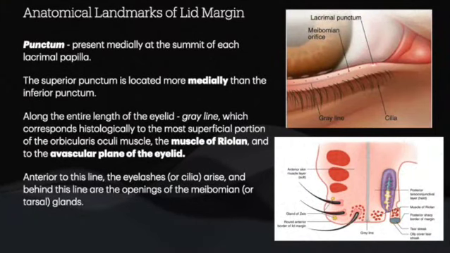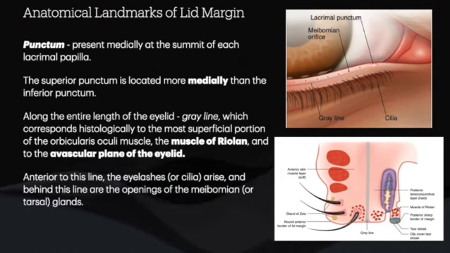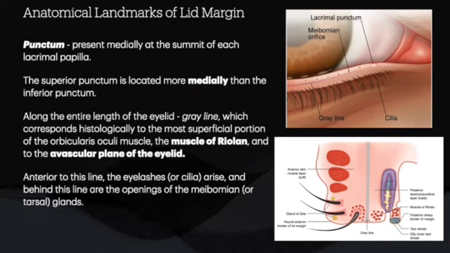Coming to the lid margin, the small opening, the punctum, which we can see in this picture, is present medially at the summit of the lacrimal papillae and divides the entire zone into the ciliary zone and the lacrimal zone. The medial 1/6 portion that is behind this lacrimal punctum is the lacrimal portion, and the portion that is after the lacrimal punctum is the ciliary zone.